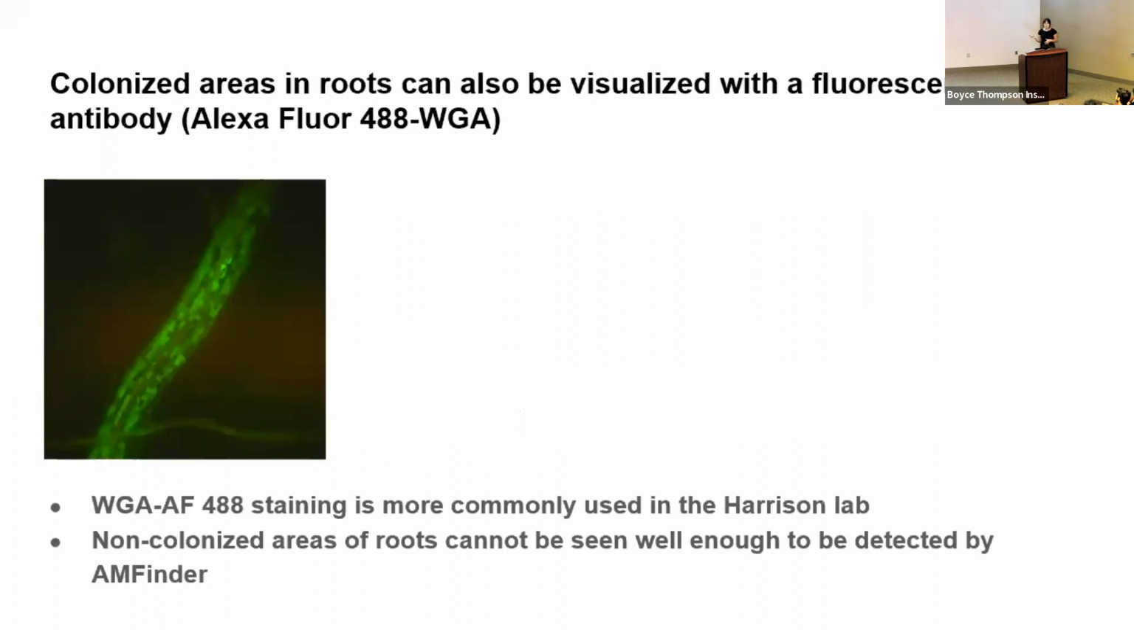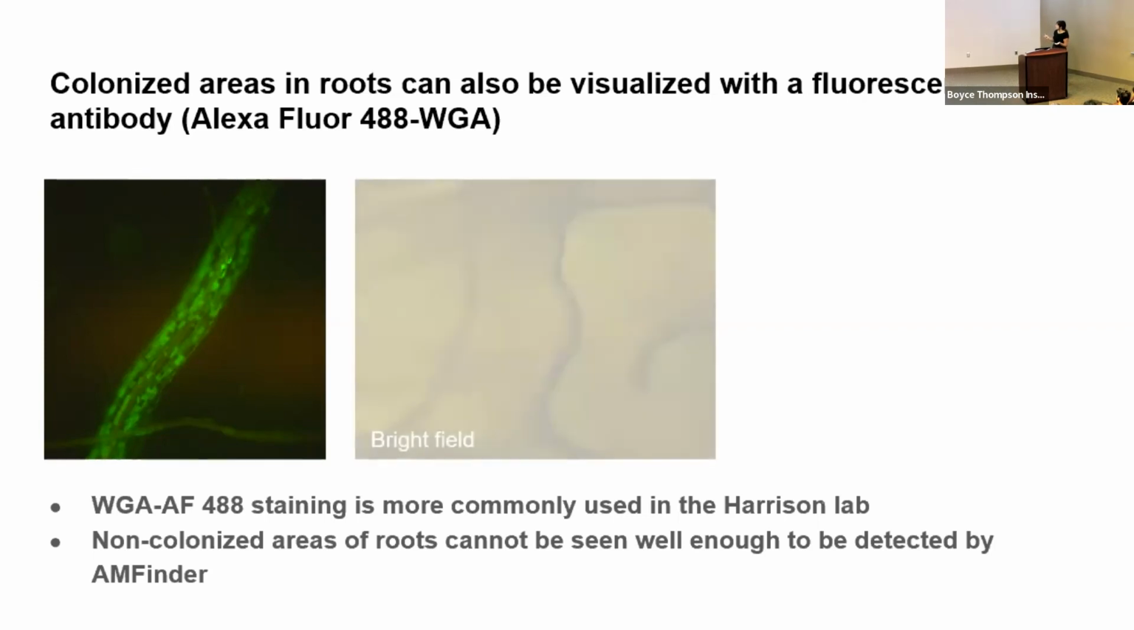Furthermore, colonized roots can also be visualized with the fluorescent antibody staining, this WGA Alexa 488. And when these stained roots are visualized under the microscope, we see this really pretty bright green color where stained structures are. This is the staining procedure that's most commonly used by the Harrison lab, and since we're trying to get this program usable for our lab, it would be ideal if we could use this staining method in conjunction with the program. However, we ran into a couple of problems with this.